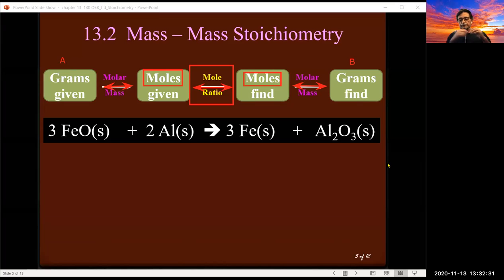So if we look at this reaction, here we have 3 iron(II) oxides reacting with 2 aluminums to give us 3 irons and 1 aluminum oxide. Okay. What type of reaction is this? Anybody know by chance?